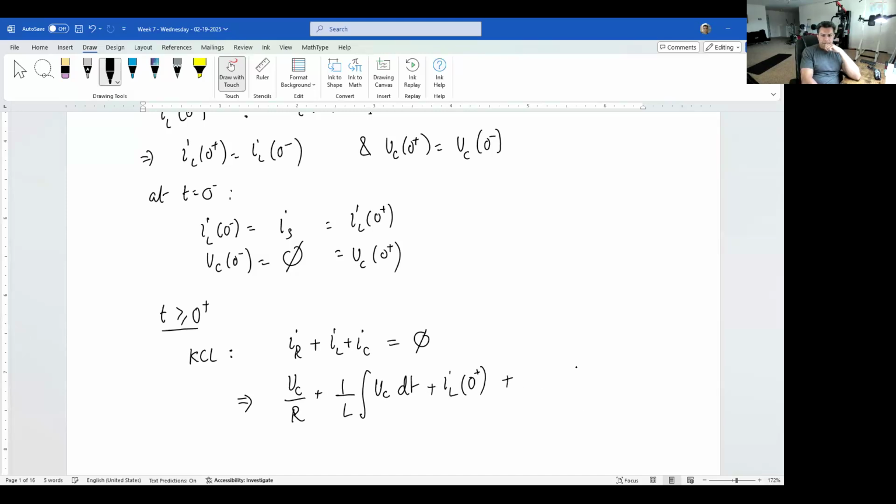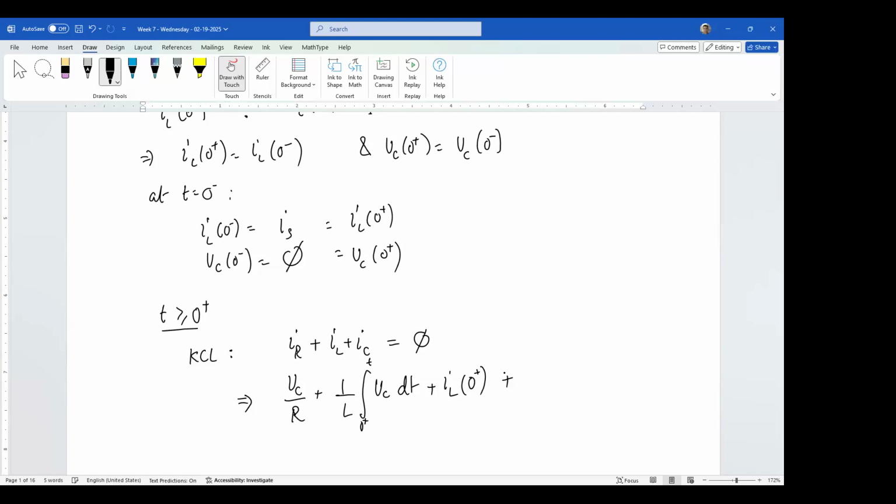And the capacitor current. What is the capacitor current in terms of its voltage? Who's going to tell me? If I remember correctly... Yes, you can go.